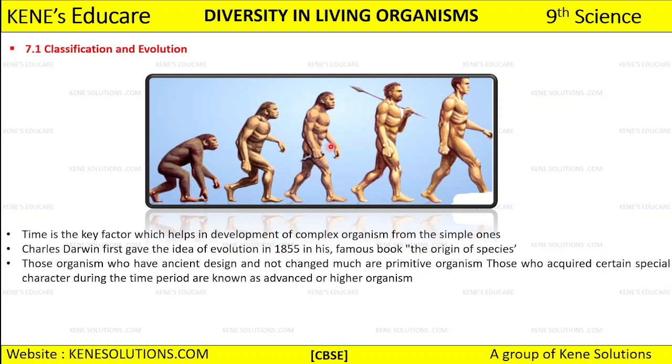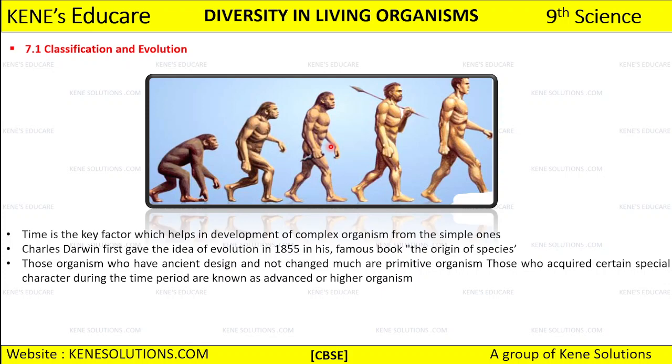So Charles Darwin was the first one, like R.H. Whittaker, who gave an idea. You can say he has given the idea on what? R.H. Whittaker has worked on the five different kingdoms, right?